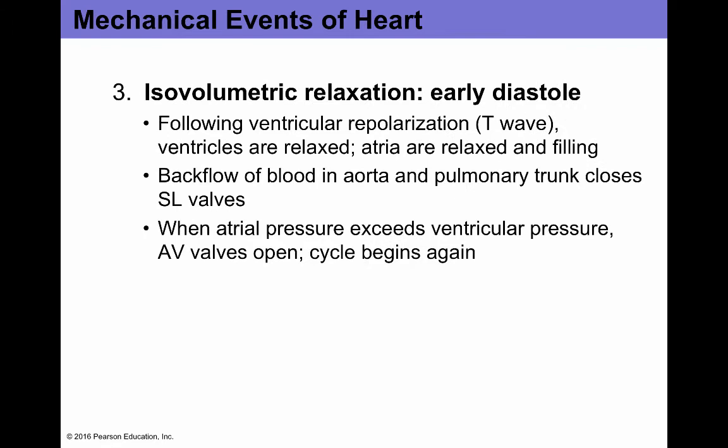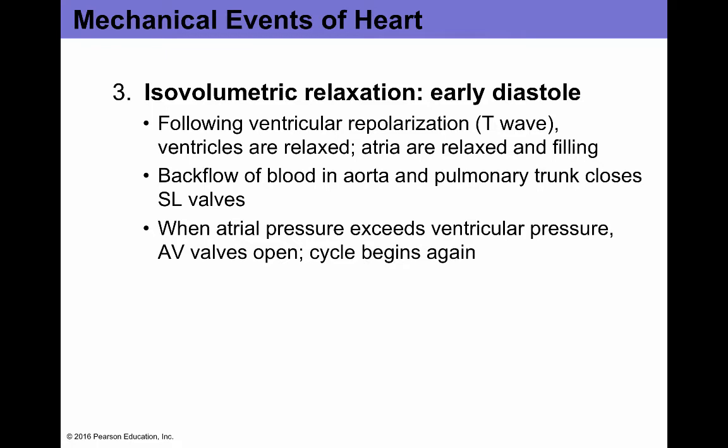And the last, isovolumetric relaxation or early diastole, is when the ventricle repolarizes, and this is the T wave at the end of the ECG, and this is when the ventricles are relaxing. At that point, the atria are relaxed and they're starting to fill. Backflow of blood in the aorta and the pulmonary trunk is what closes the semilunar valves. Remember, they have those little bowls. And when atrial pressure exceeds ventricular pressure, the AV valve will open and the cycle begins.